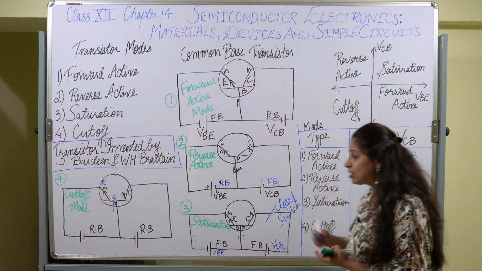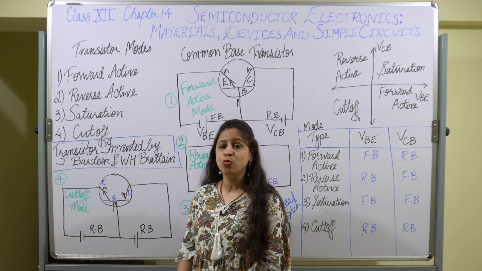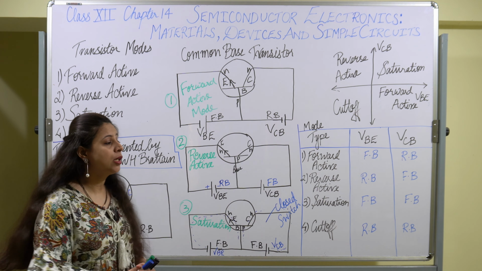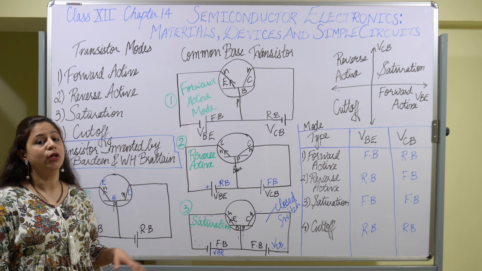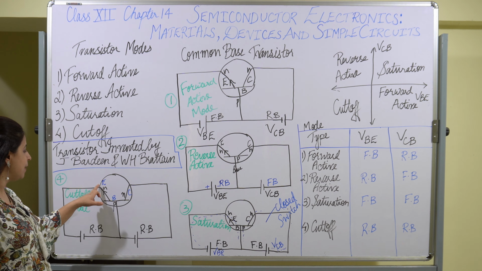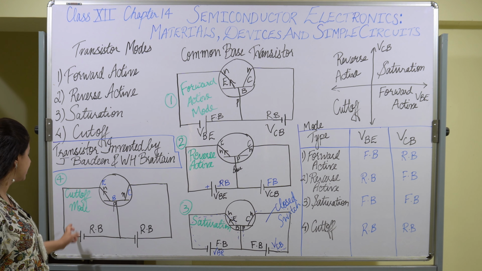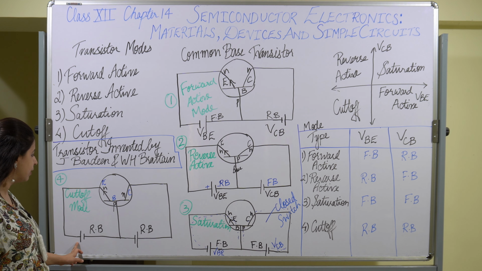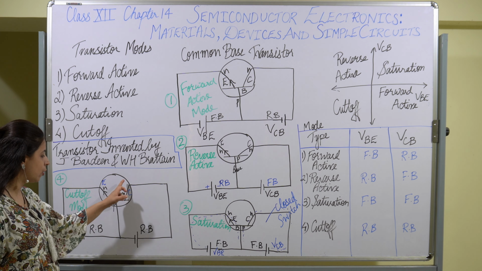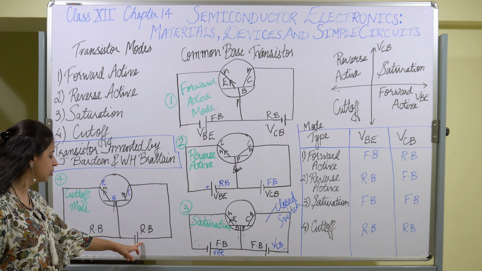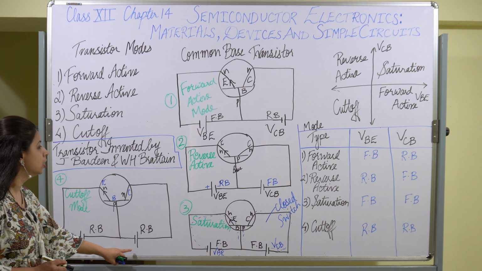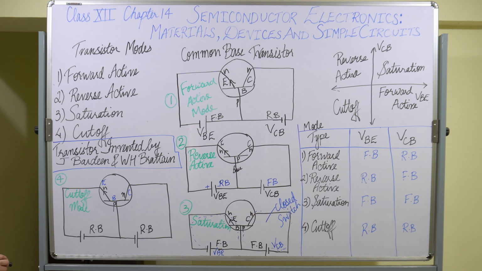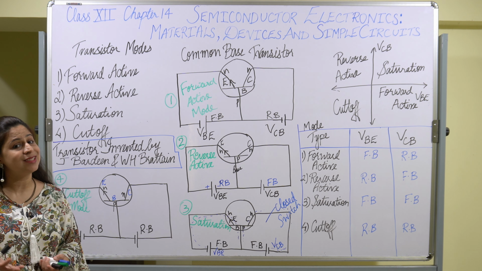Now the last mode is the cutoff mode. In the cutoff mode, both the regions are connected in the reverse bias condition. It means the N-type semiconductor of the emitter is connected to the positive terminal of the battery, and the N-type semiconductor of the collector is also connected to the positive terminal of the battery. So both regions are reverse biased, and both the voltages are negative. Both reverse bias means negative.